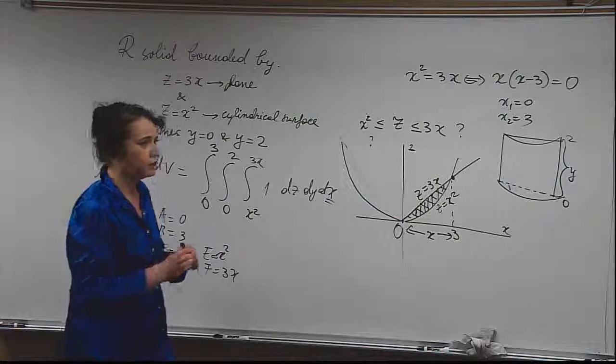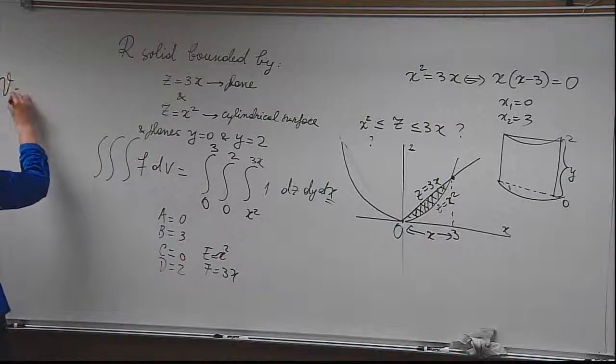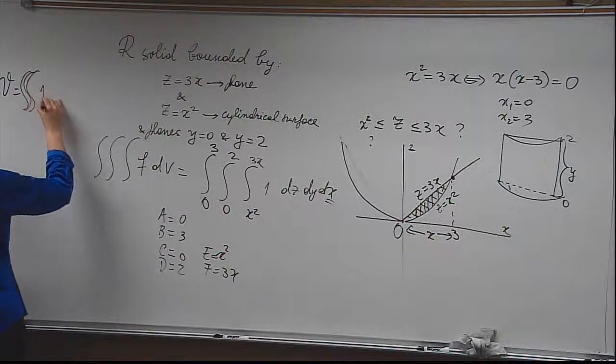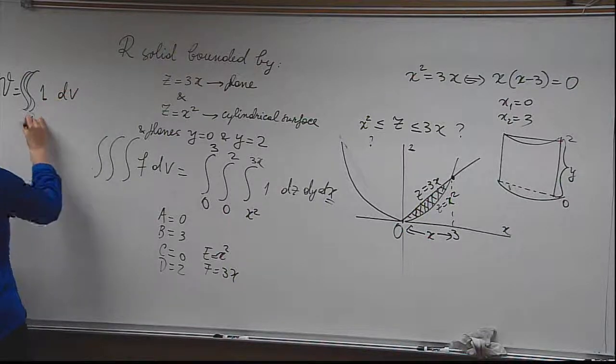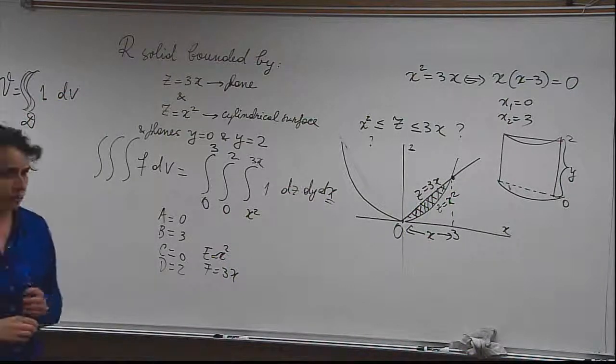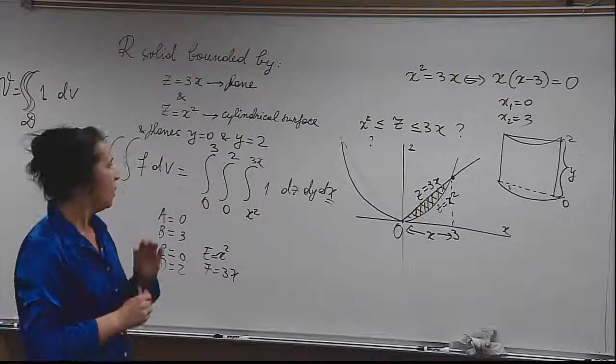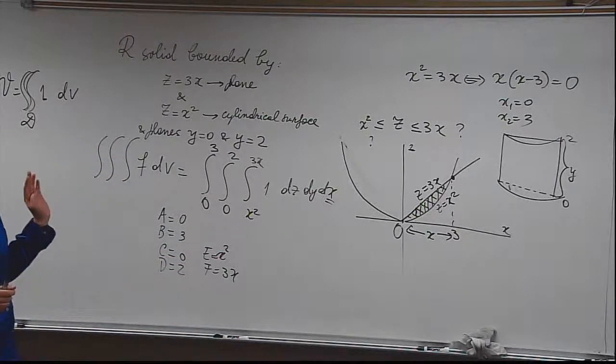Because by definition, if you remember, the volume was the triple integral of 1 dV over any solid bounded domain. Right? Remember that? Okay. So whenever you see a problem like that, you know how to start. You put 1 for the integral, and that's going to work.